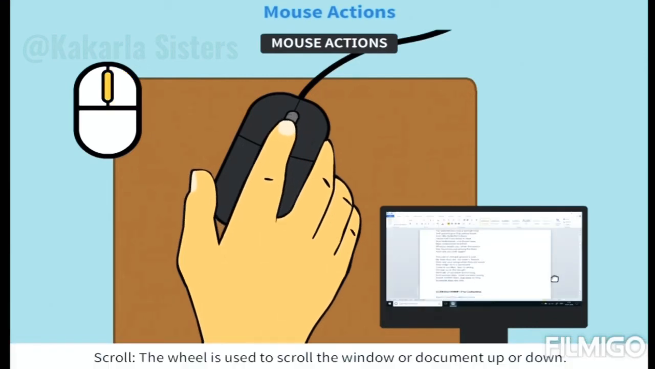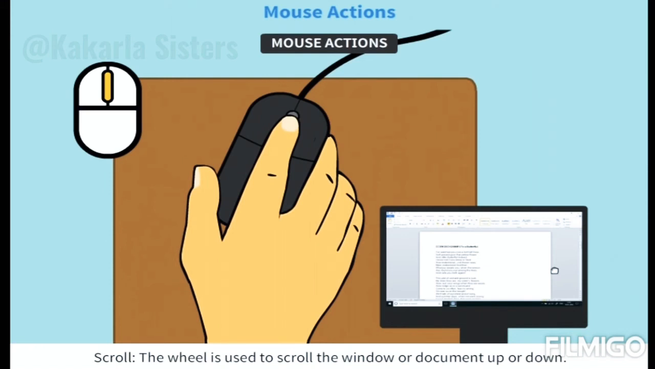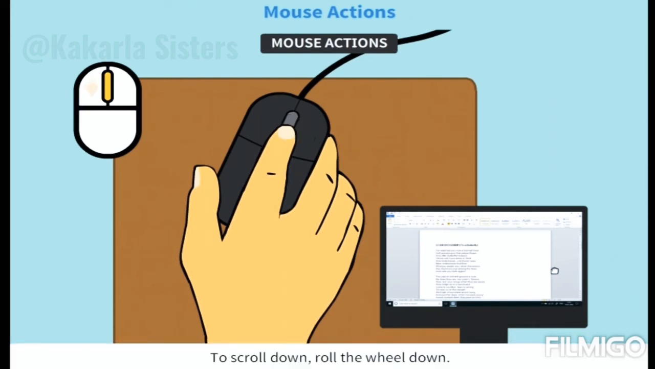Scroll. The wheel is used to scroll the window or document up or down. To scroll down, roll the wheel down. To scroll up, roll the wheel up.